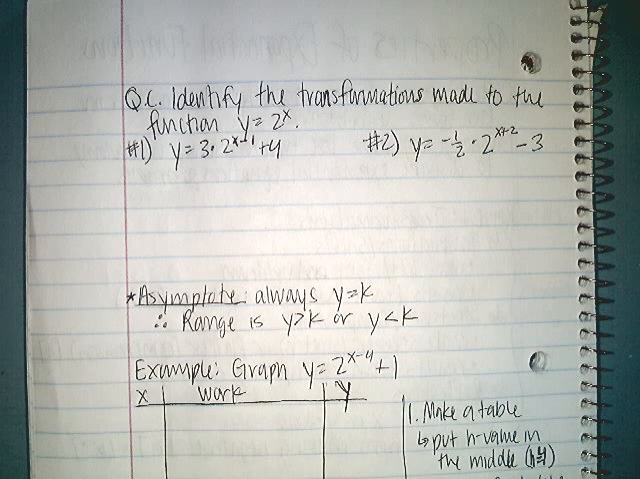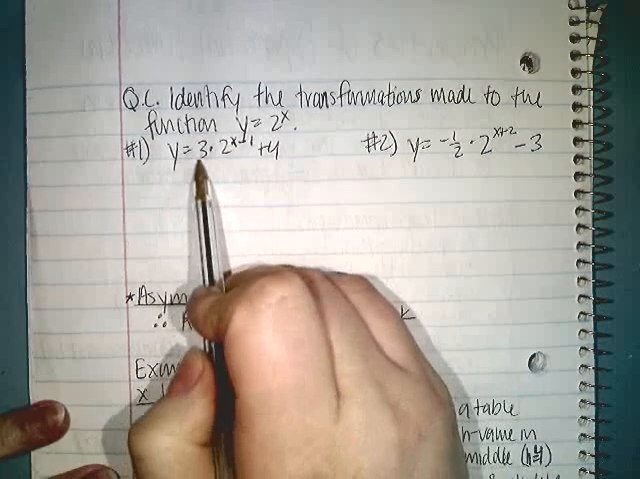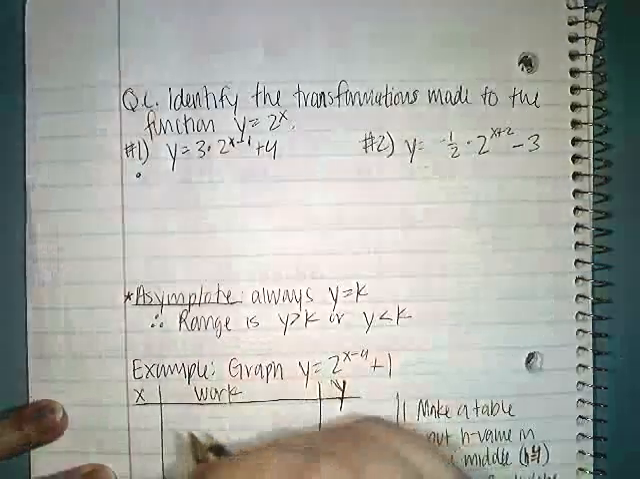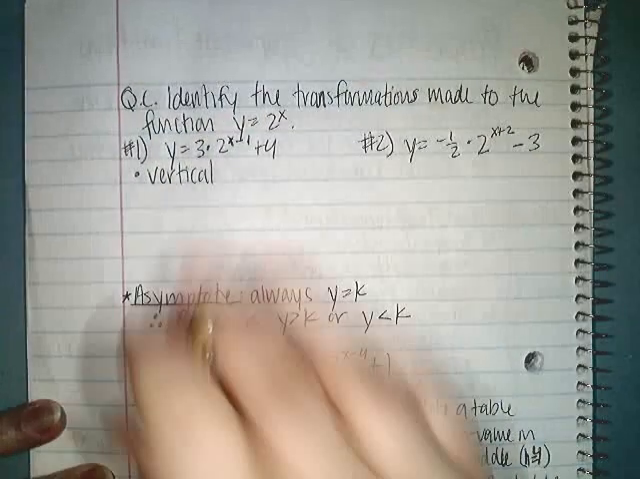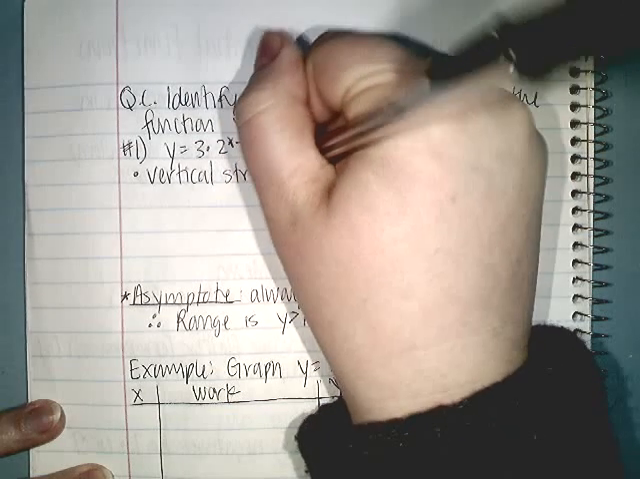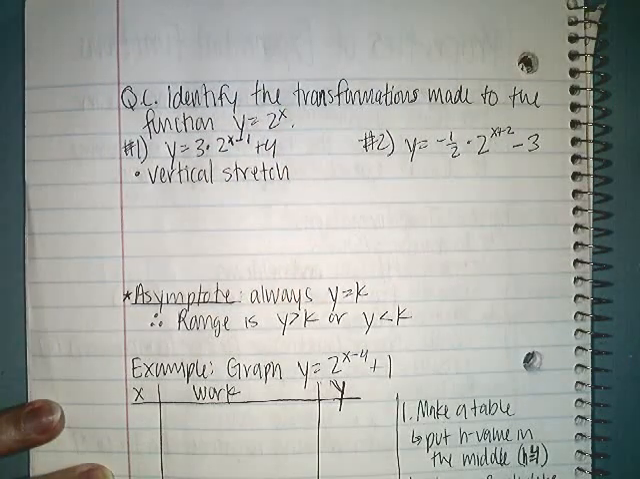So I'm just going to work my way from left to right. So the first thing I see here is I'm multiplying 3 times 2 to the x. So since I'm multiplying by 3, it's outside, it's going to be vertical, and the absolute value is greater than 1, so it's going to be a vertical stretch by 3.